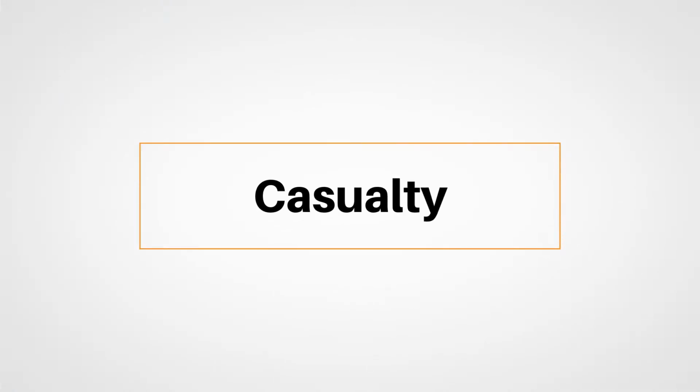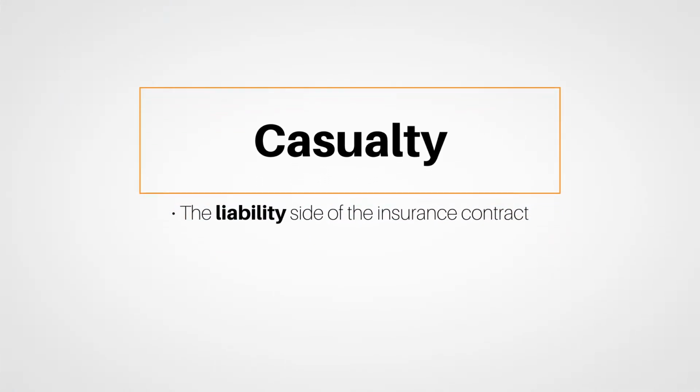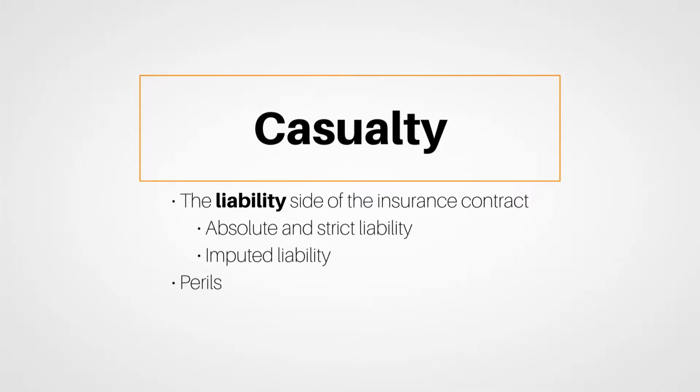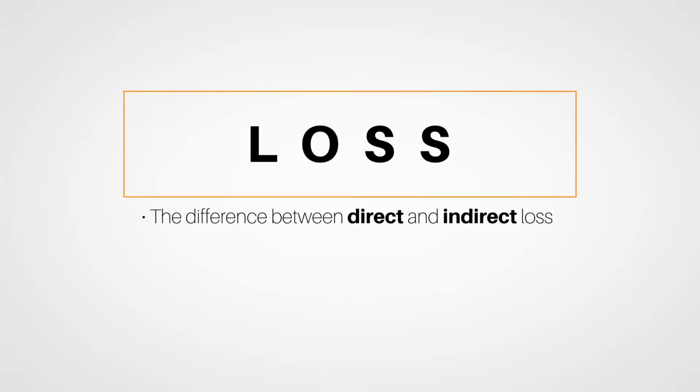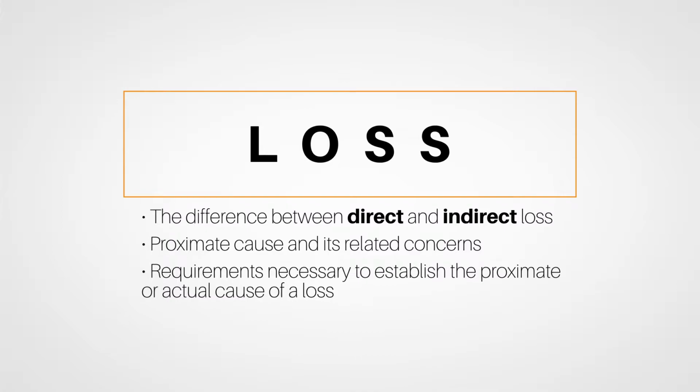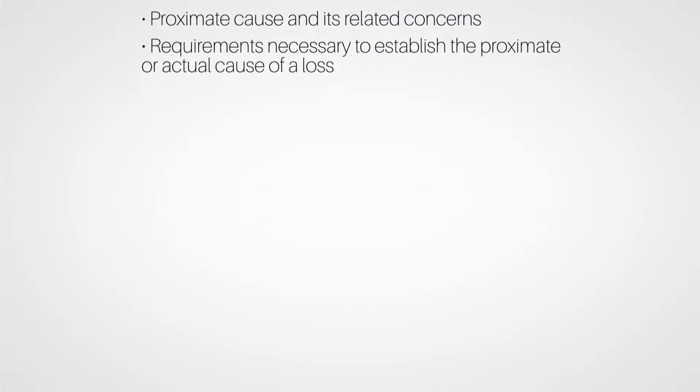The term casualty is the liability side of the insurance contract. We started with a look at absolute and strict liability and how that differs from vicarious or imputed liability. Perils were also detailed. Then we began our discussion of the principles surrounding losses, including the difference between direct and indirect loss. Proximate cause and its related concerns were included, as well as the requirements necessary to establish the proximate or actual cause of a loss.